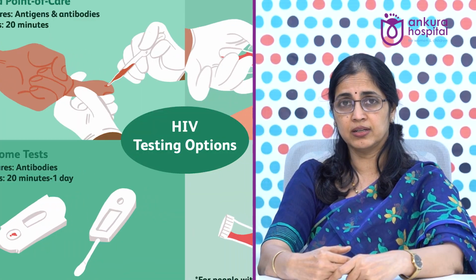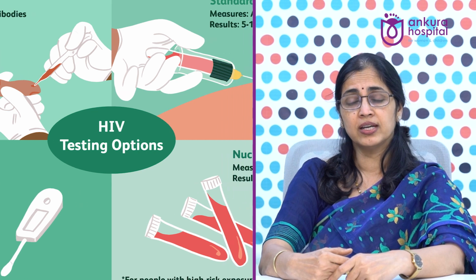The next screening done is for the common infections, especially the sexually transmitted infections, and these tests include the VDRL test for syphilis, then the screening for HIV, then screening for HBsAg and anti-HCV antibodies.